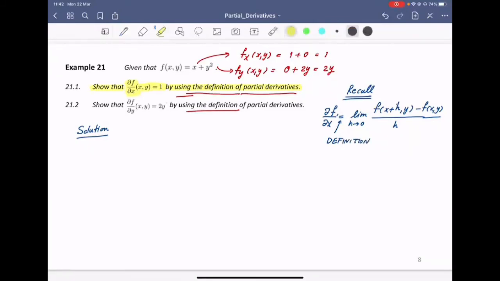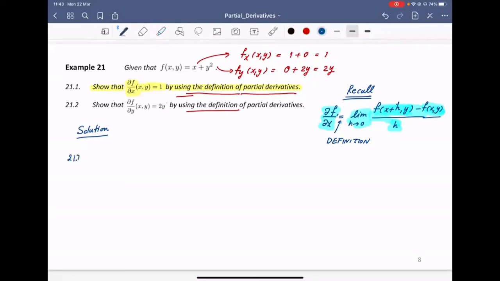By definition, if you want to compute the partial derivative with respect to x at the point (x, y), you start from the point (x, y), but you keep y fixed. You just move on the x-axis. So y will not change, but x is going to change from x to x plus h. Then you compute the difference of these two functions, and then take the ratio of that difference over h. That will be your definition of partial derivative.